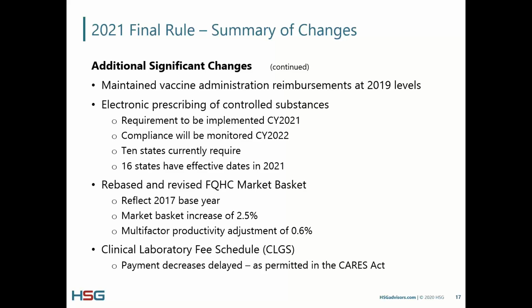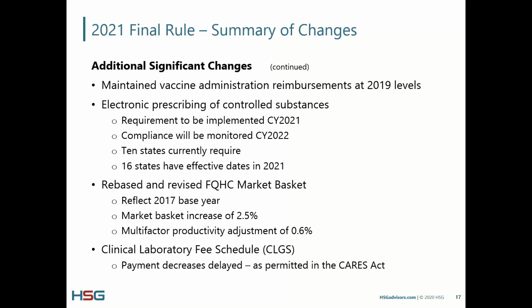The electronic prescribing of controlled substances was a requirement that was going to be implemented this calendar year, 2021, and compliance in 2021, if I remember correctly. The adjustment is having the requirement implemented in 2021, but not monitoring compliance until 2022 to give organizations more time to ramp this up and comply.